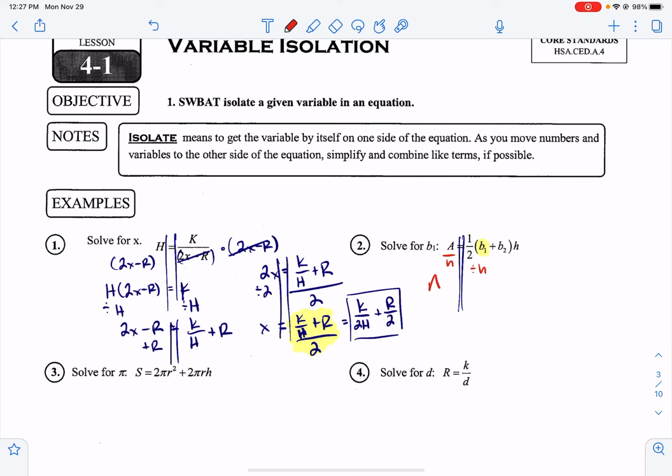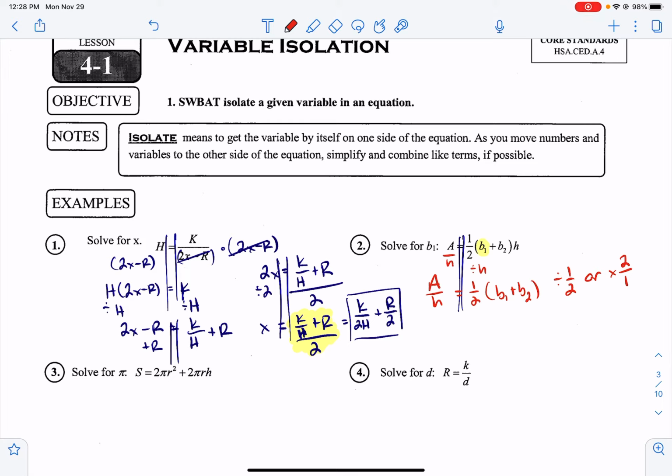So I've got big A divided by h equals 1/2 b1 plus b2. Now I've got to get rid of that 1/2. And if you go back to 7th grade and 8th grade and 9th grade, there's two ways that I can do that. 1/2 is being multiplied, so I can either divide by 1/2 or I can multiply by what we called the reciprocal. You flip it over and you multiply, and that also gets rid of a fraction.